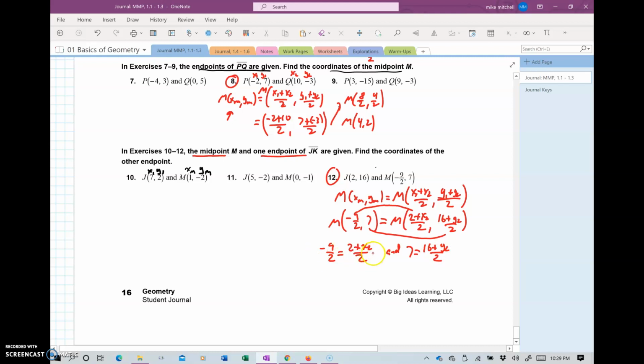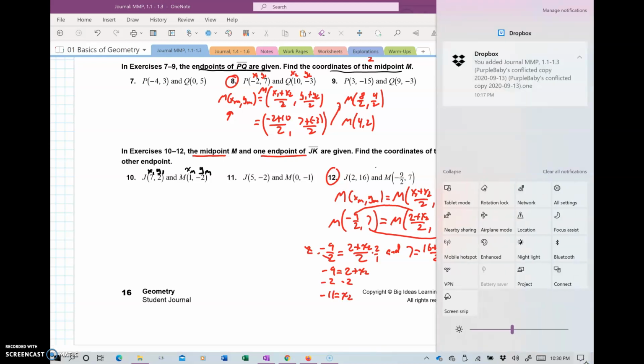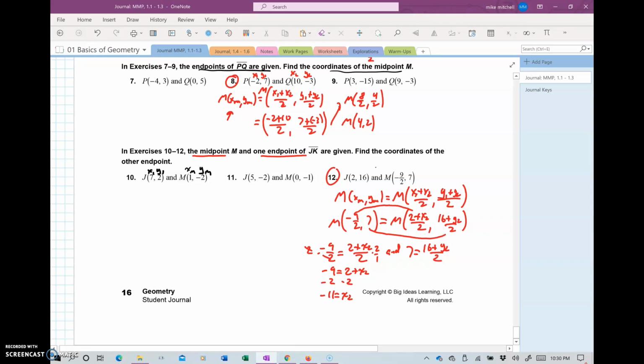Oh, I hate these fractions. So let's get rid of them. Just multiply by 2, or 2 over 1. It's the same thing. They reduce out. Negative 9 equals 2 plus x2, minus 2, minus 2. Negative 11 equals x2. And our other endpoint is going to be x2, y2. So this is K over here, if you're curious. This is J.